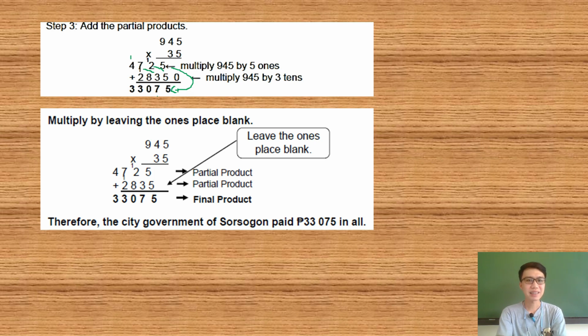4 plus 8 is equal to 12, plus 1 is equal to 13. Write 3 and then carry 1. And then 2 plus 1 is equal to 3. Remember to leave the ones place blank. Therefore, the city government of Sorsogon paid 33,075 pesos in all.